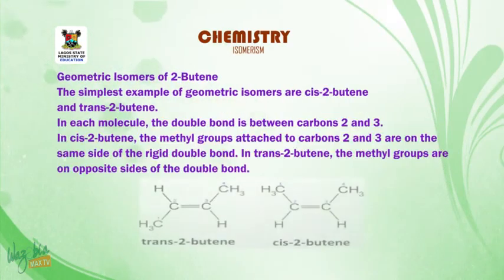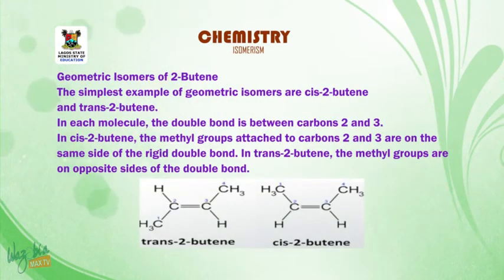Now, the simplest examples of geometric isomers are cis-2-butene and trans-2-butene. In each molecule, the double bond is between carbon 2 and 3. In cis-2-butene, the methyl groups attached to carbon 2 and 3 are on the same side of the rigid double bond. In trans-2-butene, the methyl groups are on opposite sides of the double bond.